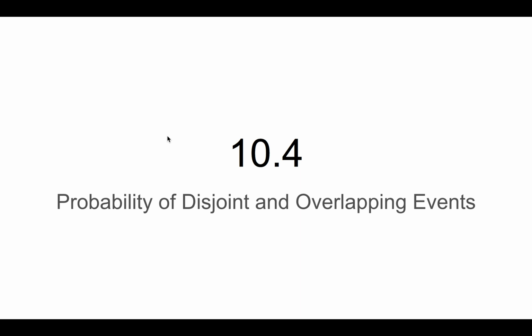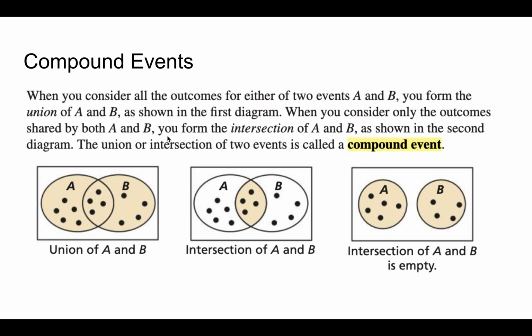Hi everyone, I'm going to cover 10.4, which is on the probability of disjoint and overlapping events. So first, let's make sure you know what a compound event is. We have actually talked about them, but it's good to clarify before we move forward. Overall, a compound event is when you're thinking about some combination of two events.